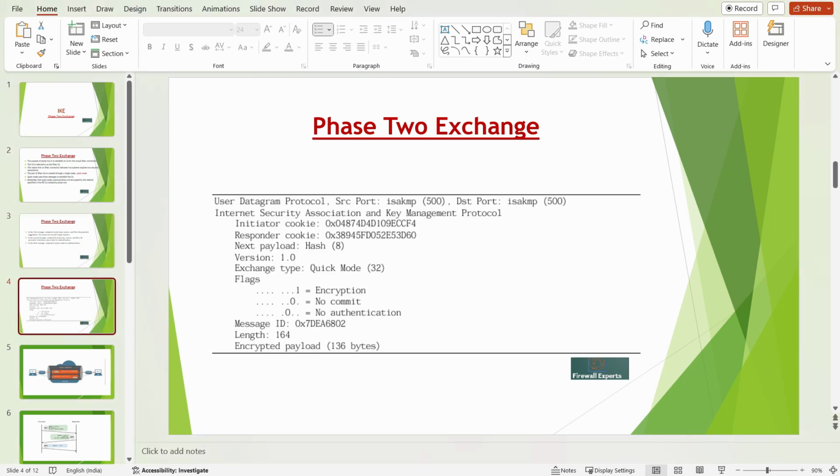This is one data capture which I have taken. We can see that ISAKMP 500 is used as the source and ISAKMP 500 is used as the destination. What is ISAKMP? We will discuss it in the next videos. It is the Internet Security Association and Key Management Protocol, which is the full form of ISAKMP. We can see that they are using quick mode for the negotiation, and these are the initiator cookie and responder cookie. It is encrypted, with no commit and no authentication. So these are the packets for phase 2.